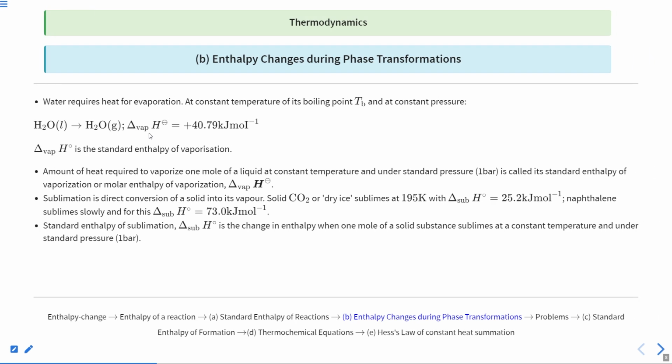Similarly, we can consider another transformation of water. If you're going from liquid to gas, you have to convert your liquid molecule to a gaseous molecule. So what will you do? You will again supply temperature. That also requires energy, and that process is called vaporization.